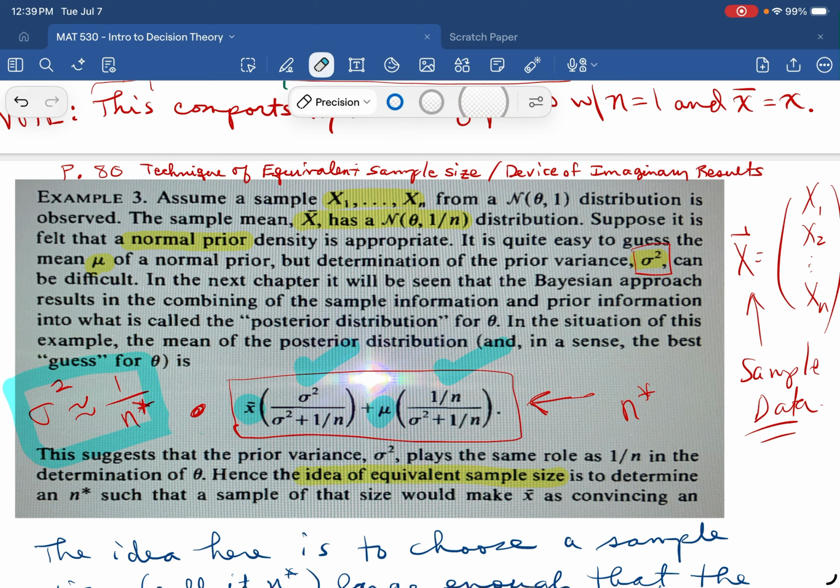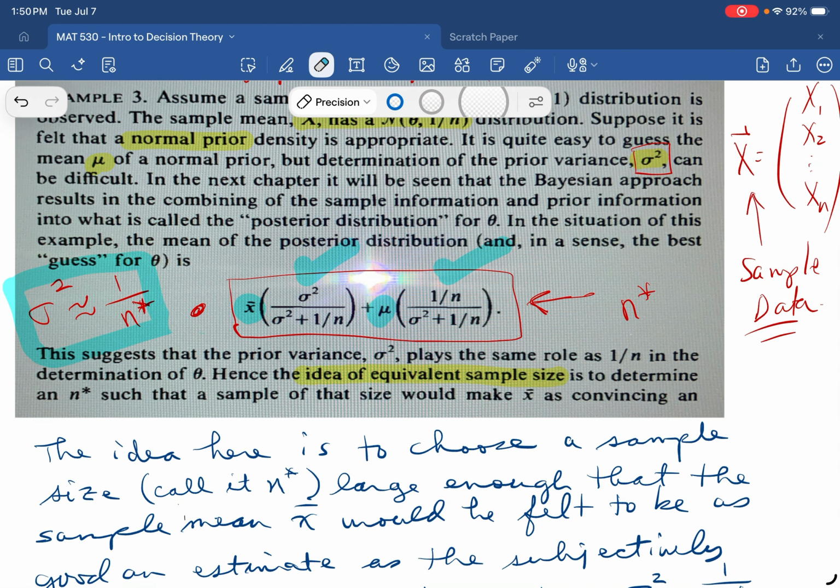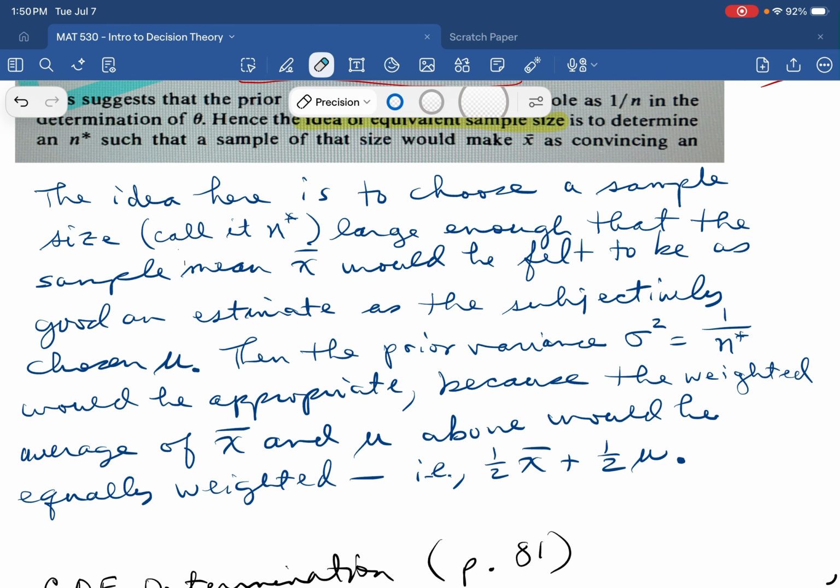So if we choose an n, we call it n star, to where we value our subjective guess, the prior mean, the same as what we get from the realization from the data, then that little n will give us a way to determine an appropriate prior variance, which is what we wanted. And that's essentially what I've written out here.